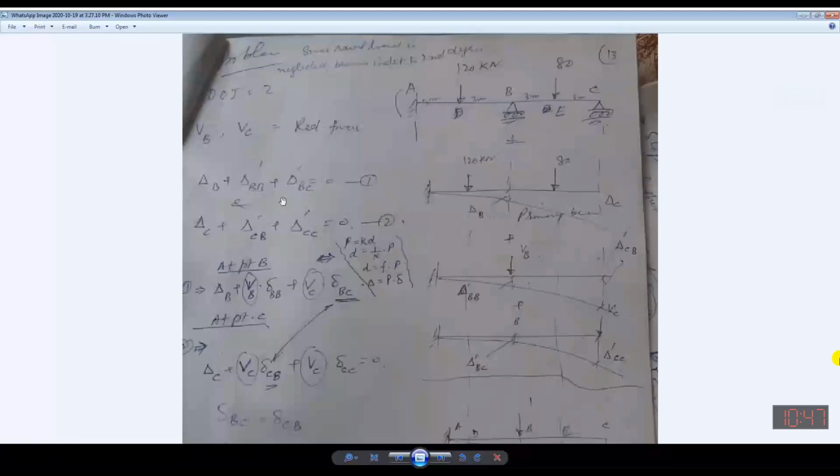Yes sir. Now consider the second equation, delta dash CB. What is this one? It is deflection at C due to load at B. Now this has been written wrongly. Please rectify it, correct it. This is VB. You have to write both equations in your notebook.